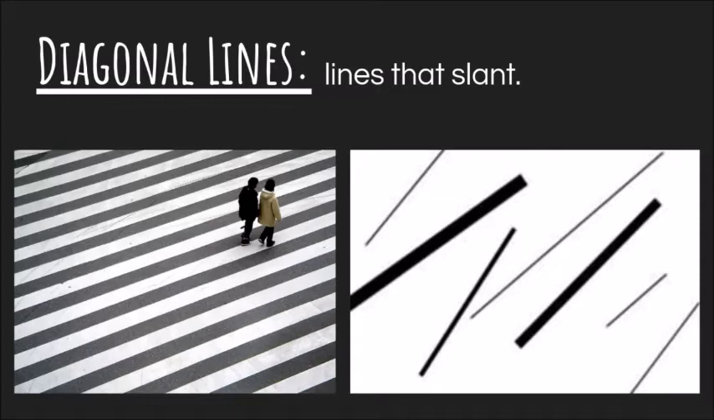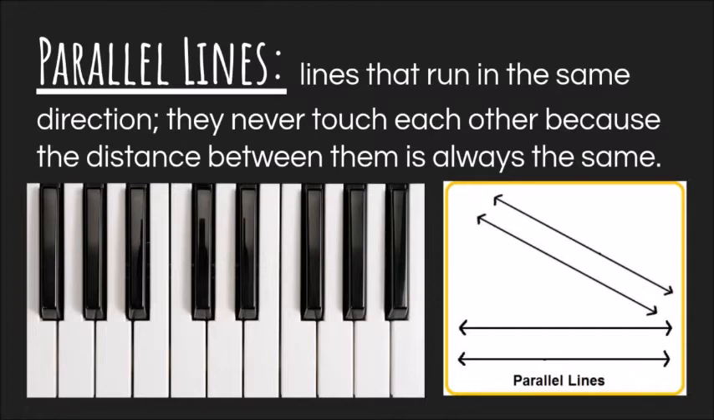So the other two types of lines I really want you to understand are parallel and perpendicular. Parallel lines are ones that run in the exact same direction, okay? And you know that they're parallel because if those two lines went on forever and ever, they would never crisscross each other, because the distance between them is exactly the same always, okay? So kind of like your keys on a piano, or I have my example with the arrow lines on the right, okay? Those are two great examples of parallel lines. And we'll be creating parallel lines that run parallel to the edge of our paper a lot of times in our projects. So gotta know that one.